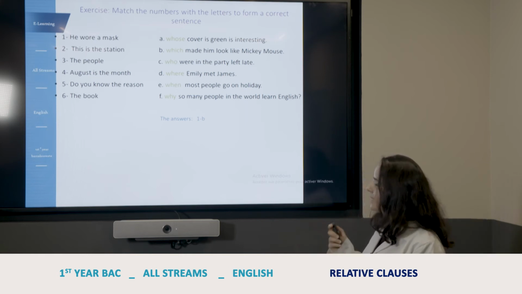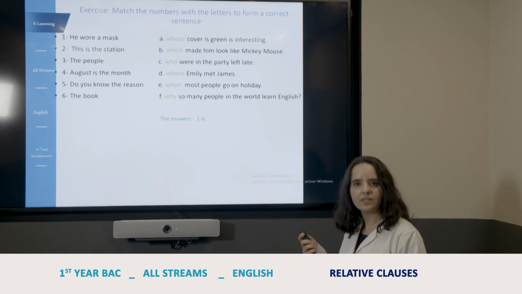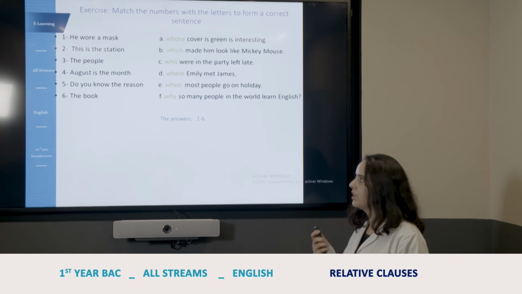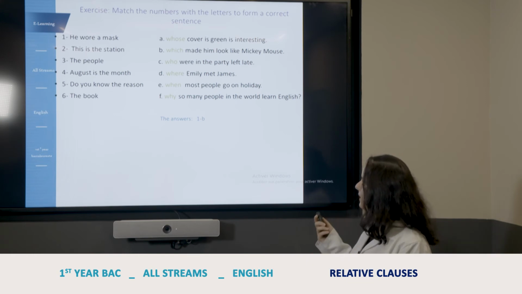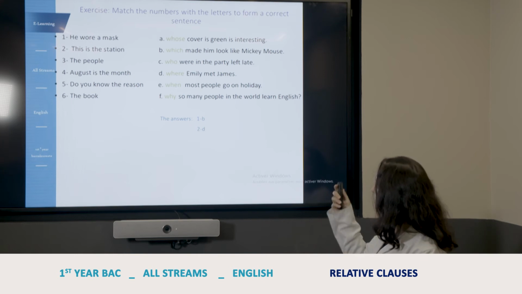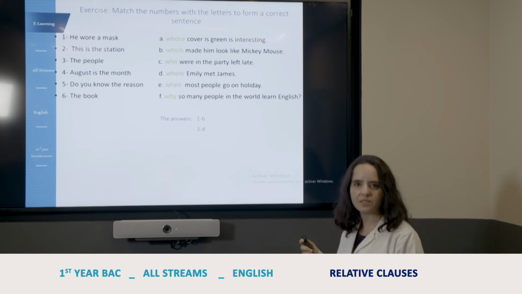Number 2, this is the station. The station is a place, okay? So we need here a relative adverb, which is where. And the right answer is: this is the station where Emily met James.